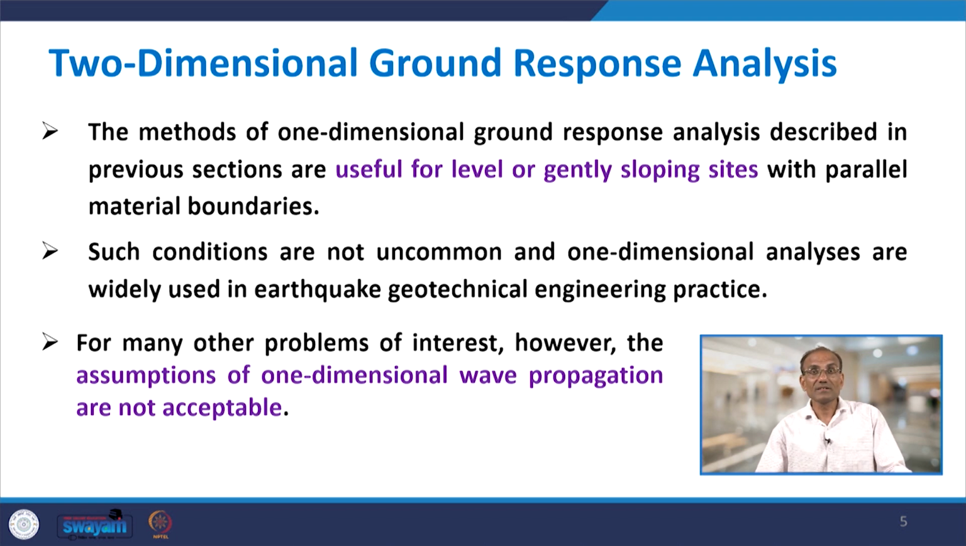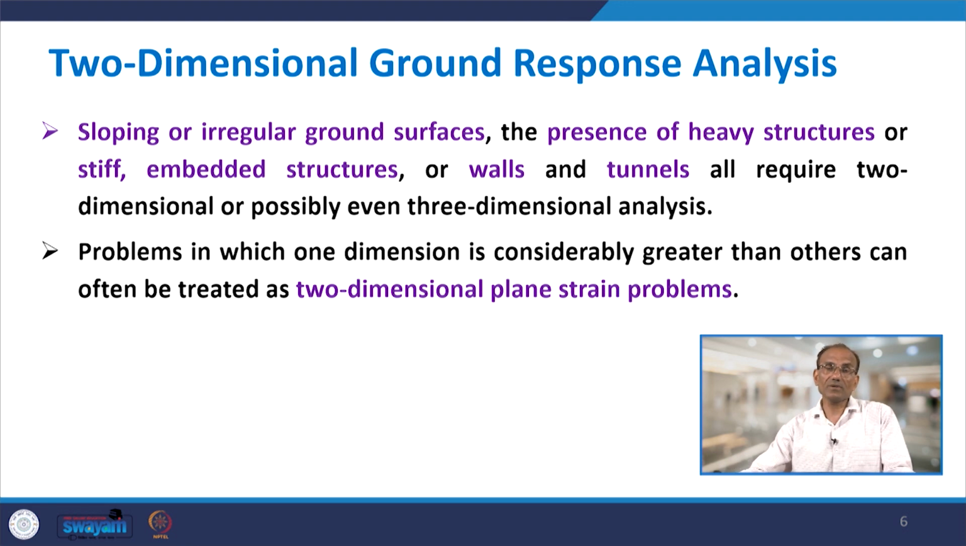But there are problems of interest where the assumption of 1-dimensional wave propagation is not acceptable. 2D ground response analysis will be required when you have sloping sites or an irregular ground surface, or if you have the presence of heavy structures or steep embedded structures, or sometimes walls and tunnels. In that case you require either 2-dimensional analysis or possibly even 3-dimensional analysis. Then there are problems in which one dimension is considerably greater than the others, going very long. In that case, instead of 3-dimensional analysis, using the concept of plane strain conditions, you can convert the problem from 3D into 2D.